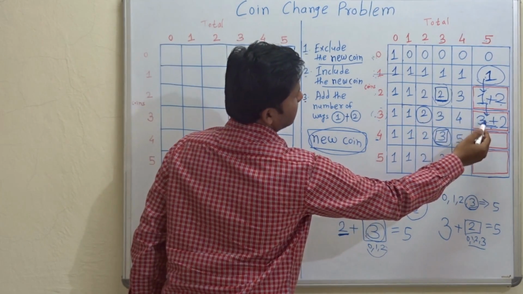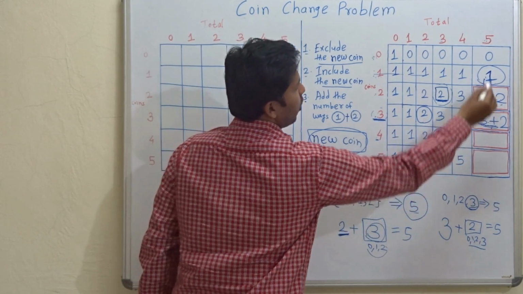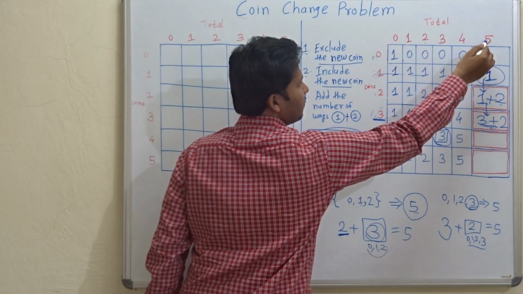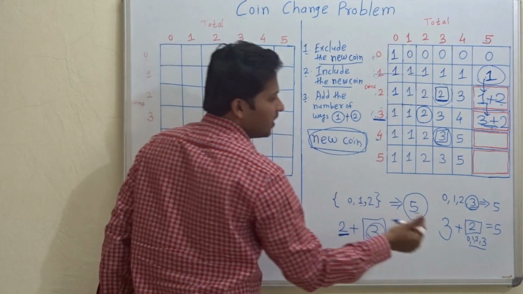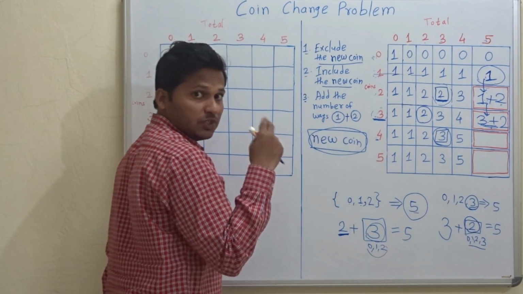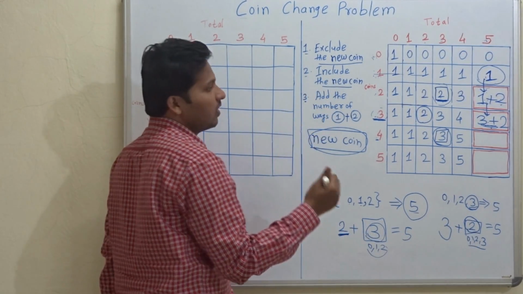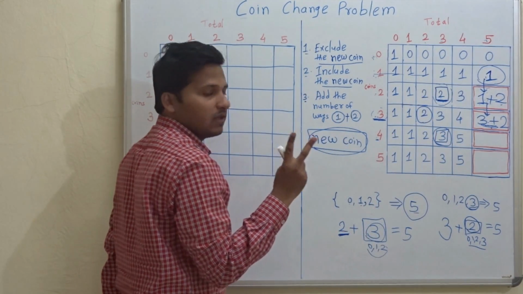Always subtract the new coin denomination from the total. So if we subtract, what is there? 5 minus 3 is 2. So that value is always the remaining amount which we have to form. So 5 minus 3 is 2.